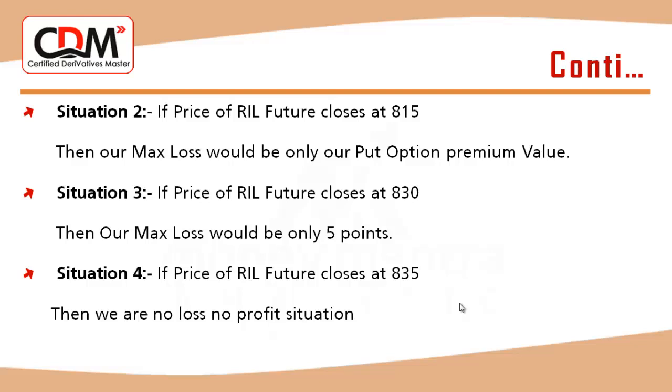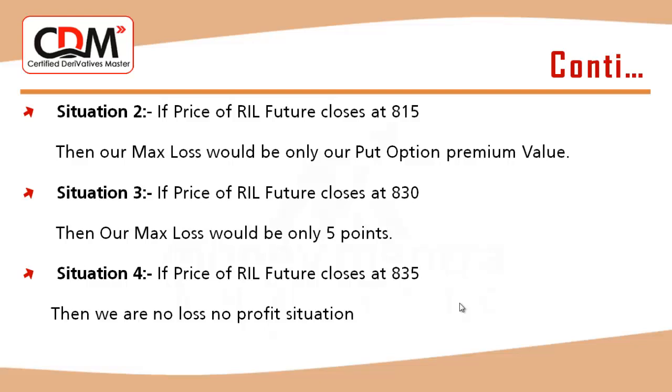Now the further situations here are situation 2, situation 3 and situation 4. We just have to keep the values in place and find out what happens at what level if the price closes at that level. So suppose the price of Reliance future closes at 815, then the maximum loss would be only the premium value of the put option which the trader has paid. So the maximum loss happens when the price closes at the ATM level.